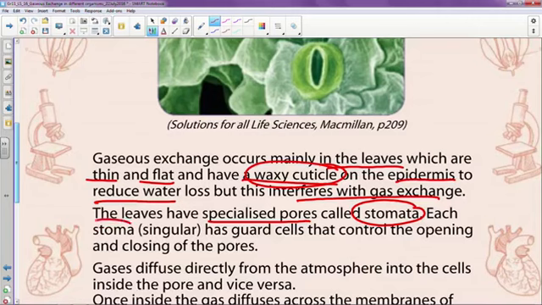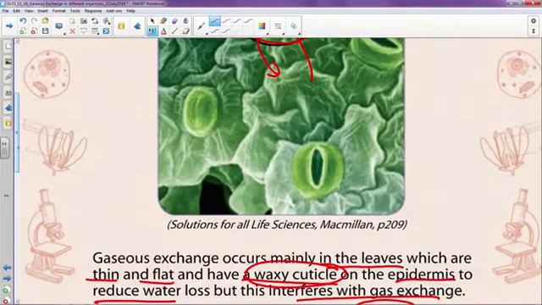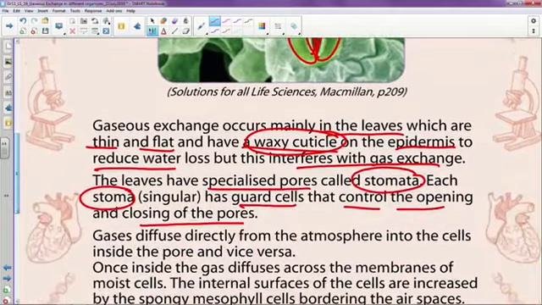So each stoma, which is the singular for stomata, has a guard cell that can control the opening and closing of the pores. So if we look at this image here, we'll find that the stoma, which is the opening, is enclosed by what we call guard cells on either end. And these guard cells can control the stoma in terms of the opening and the closing, and that will be based on a potassium concentration difference and as a result of photosynthesis. But we're going to get to a question that deals with that in a little while.